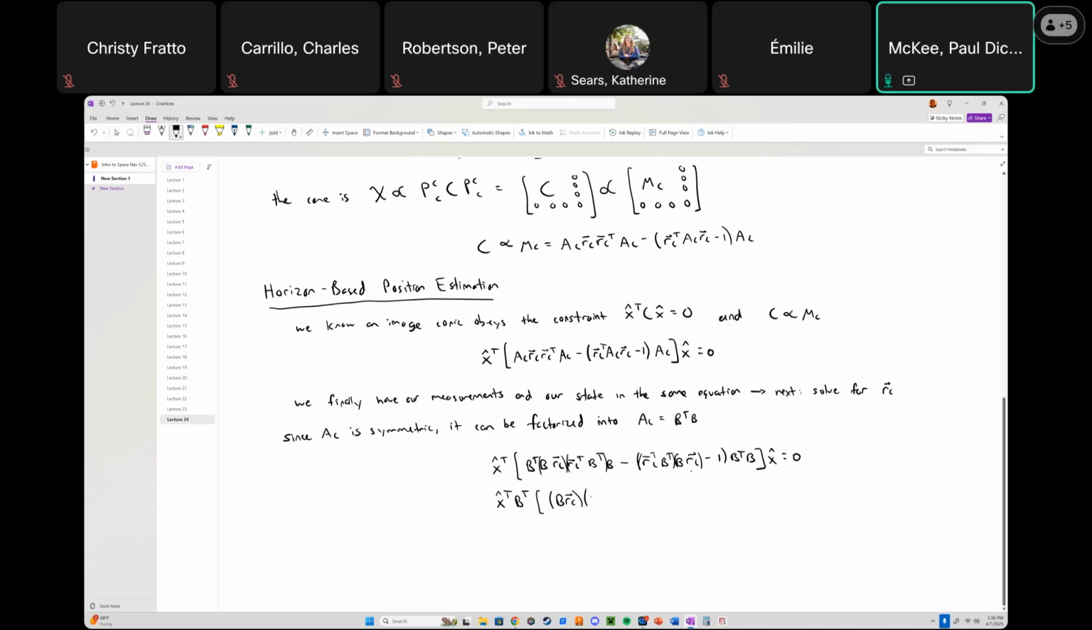BRC, and then BRC transpose, minus, and then we have BRC transpose, BRC minus 1, and then this would just be times the identity matrix, and then we have BX equals 0.